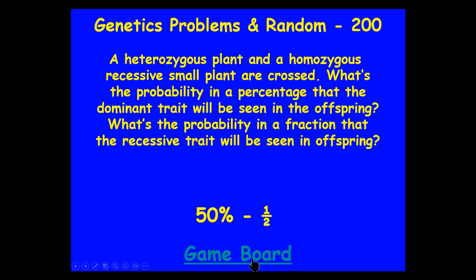Okay, so it's the exact same setup. 50% chance that it's going to be tall, and it is a 1/2 chance of seeing the recessive. But the setup and everything else is correct. I just simply changed this part.